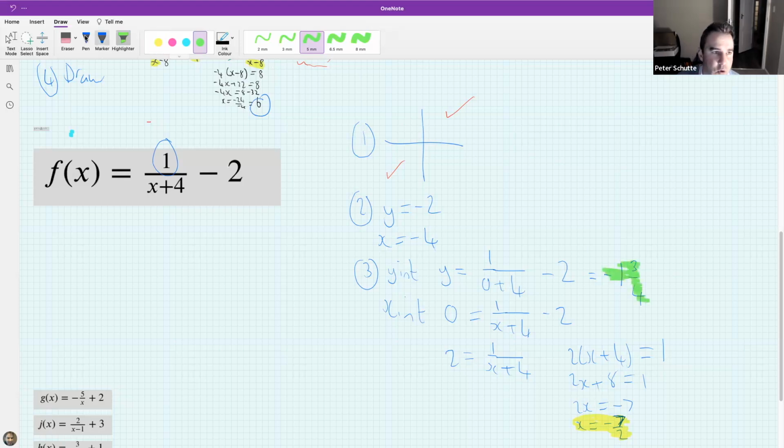Now, how do we draw our graph? Remember our game plan. I feel like a soccer coach today, but the game plan is important. Step 1, draw the lines on the field.